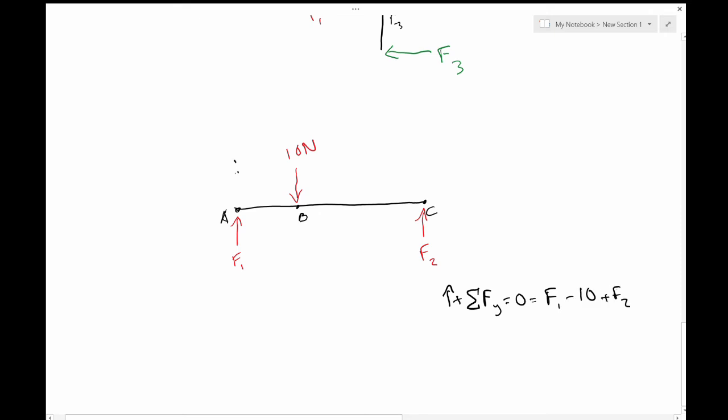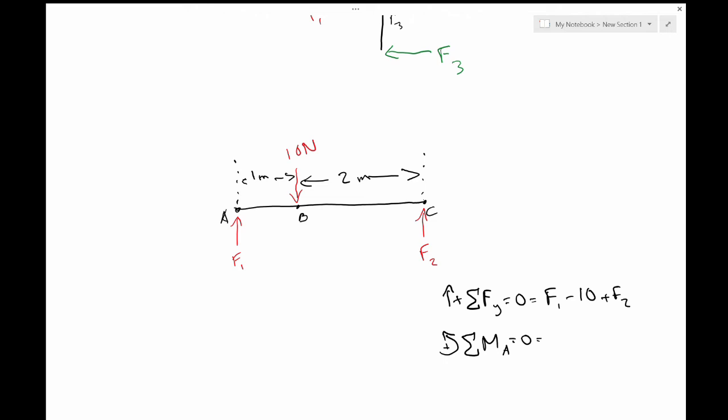And we'll also give these distances. We'll say that this here is 1 meter, and this length here is 2 meters. We can also say that the sum of the moments about point A is going to be equal to 0. And F1, because there's no moment arm, it's acting at A, doesn't contribute at all to this moment.